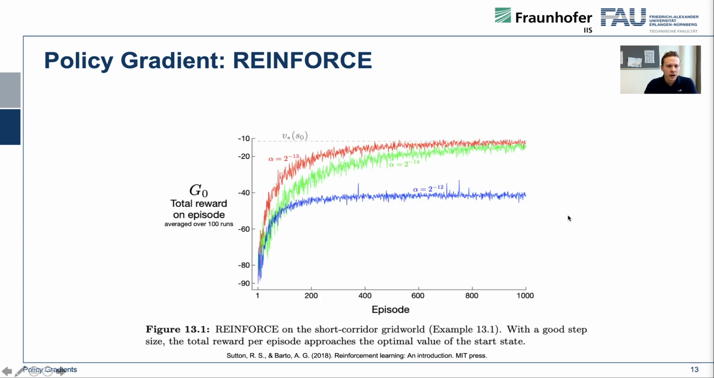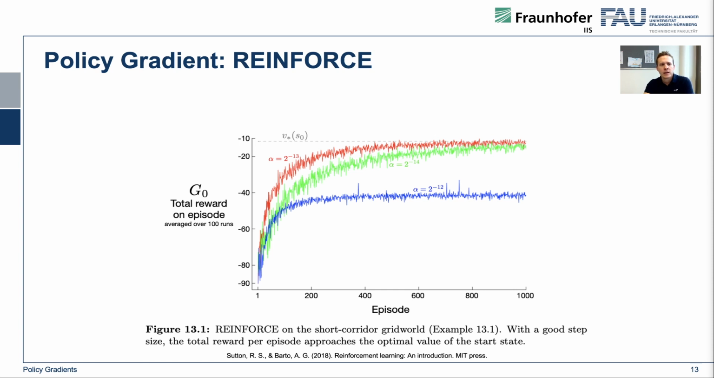So what you see here are different step size parameters alpha and training REINFORCE on this short corridor grid world. So feel free to also implement it. I mean, REINFORCE is implemented fairly quickly because it's not that much. If you use PyTorch, you can implement it in maybe even less than 10 lines of code. And even the short corridor example is implementable really quickly.